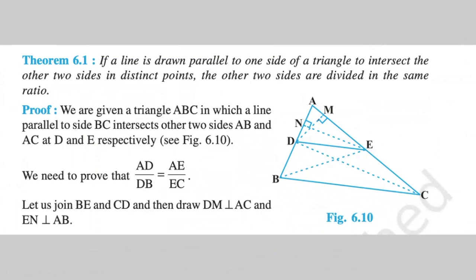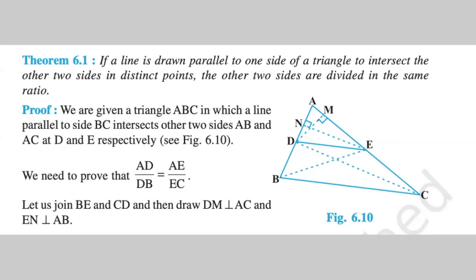So, if you look at this, this is the proof that is given to us. We are given a triangle ABC in which a line DE is parallel to side BC, and intersects the other two sides AB and AC at D and E respectively. We need to prove that AD by DB is equal to AE by EC. That's the basic proportionality theorem. So it's fine till here.